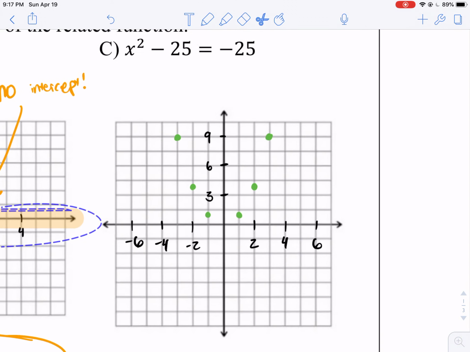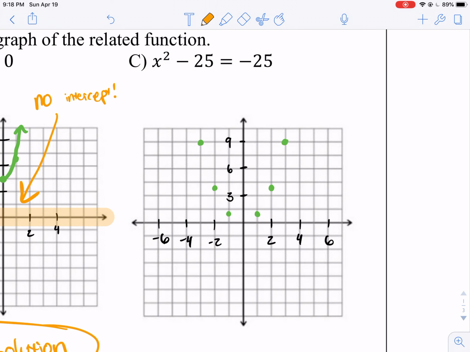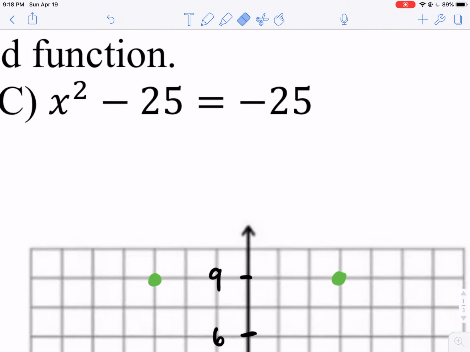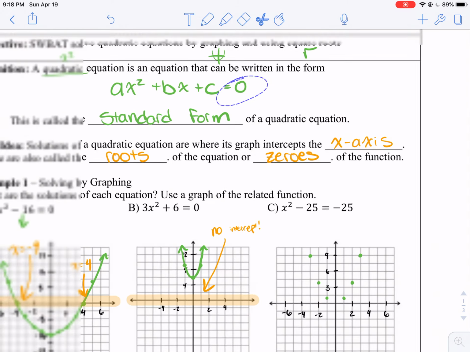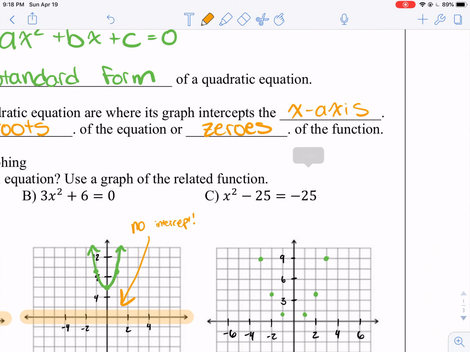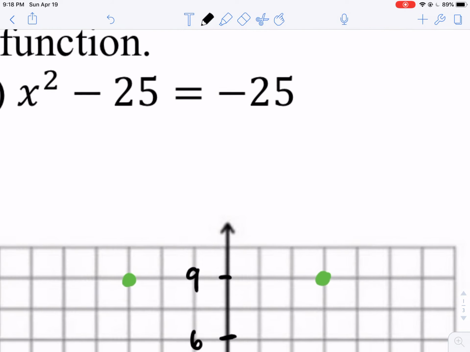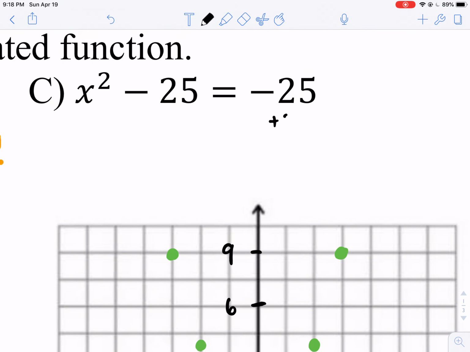Now finally, here we've got x squared minus 25 equals negative 25. Ooh, that's gross. That's not in standard form. It's not equal to 0. So we need to get a 0 on this side. To get a 0 on that side, let's quickly add 25 to both sides. And that leaves us with x squared equals 0.